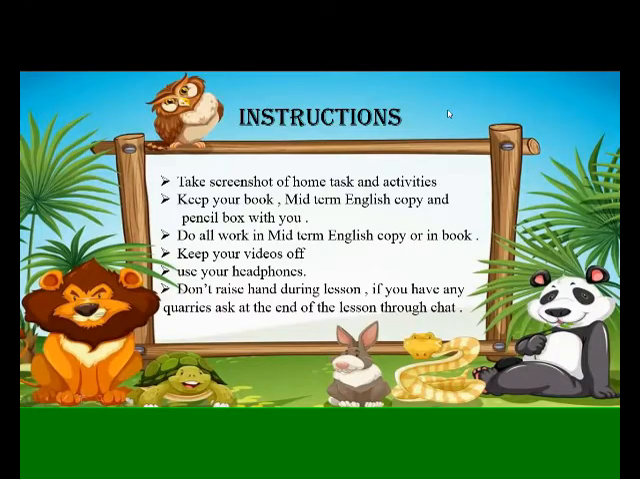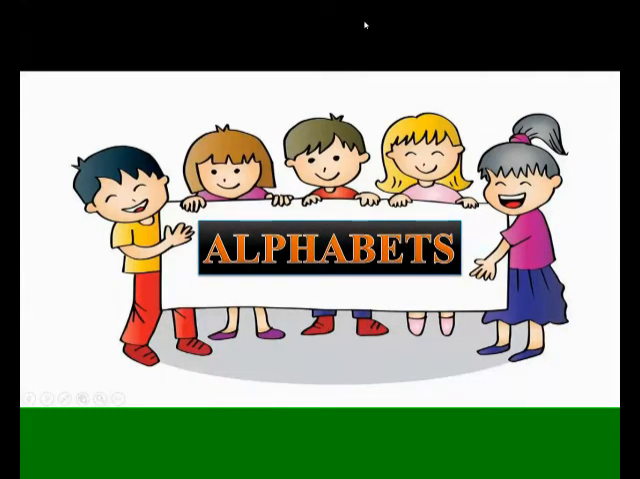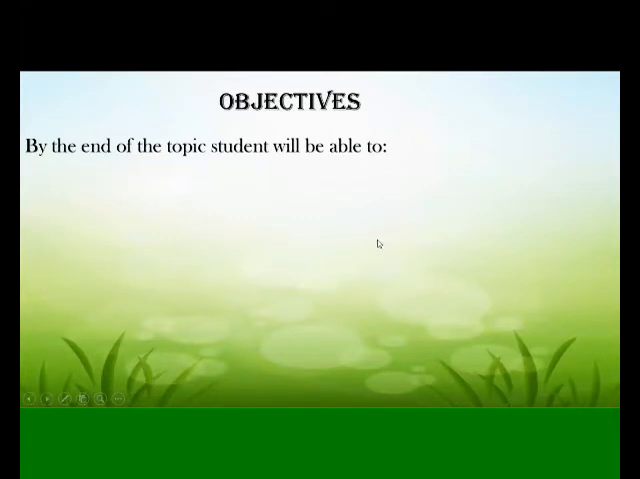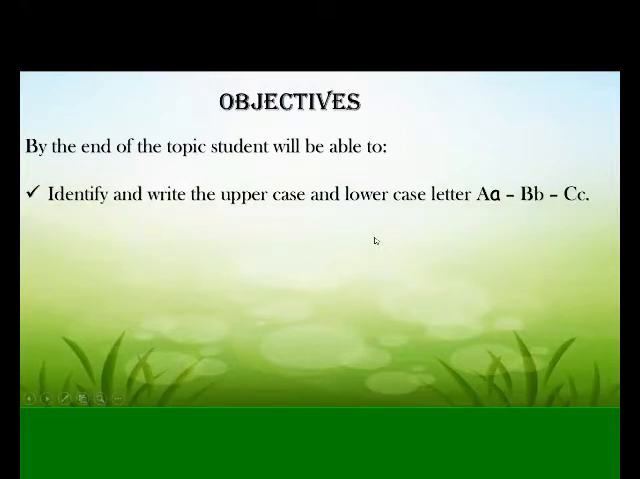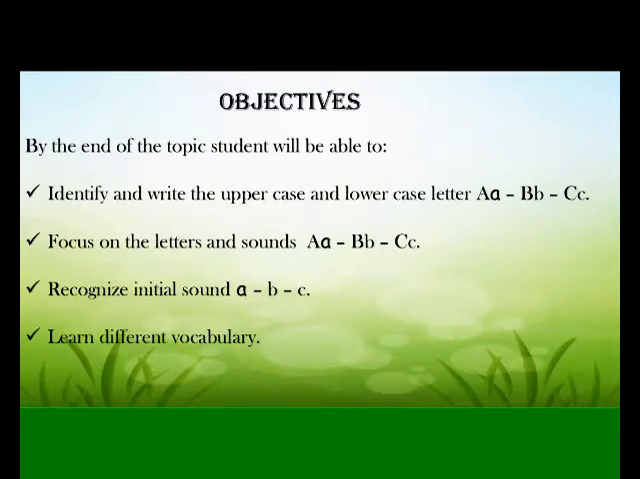So let's start today's class. It's your new session 2020-21 to 2022, and your new session's first English class is today. As you all know, this is your English class, and our topic is alphabets. Here are some objectives about today's topic. By the end of the topic, a student will be able to identify and write the uppercase and lowercase letters A, B, C. Focus on the letters and sounds A, B, K. Recognize initial sound A, B, K. Learn different vocabulary.